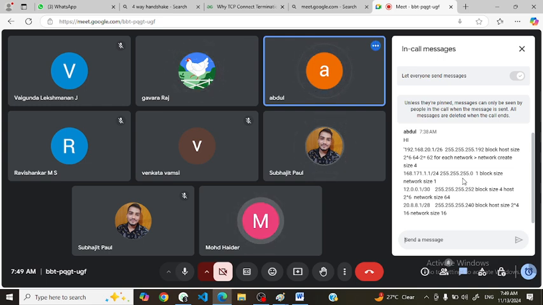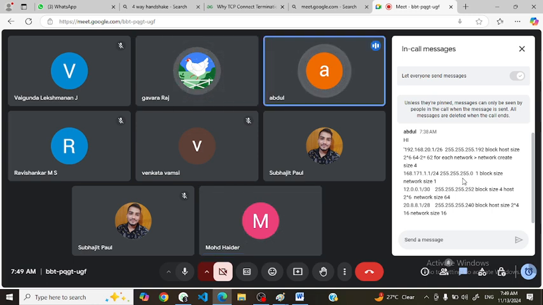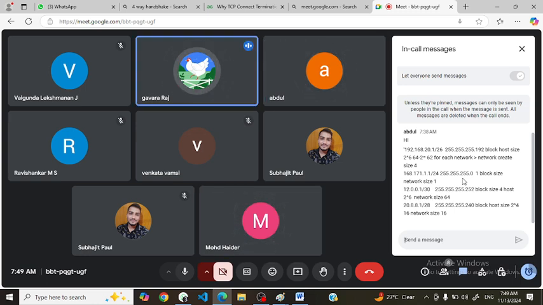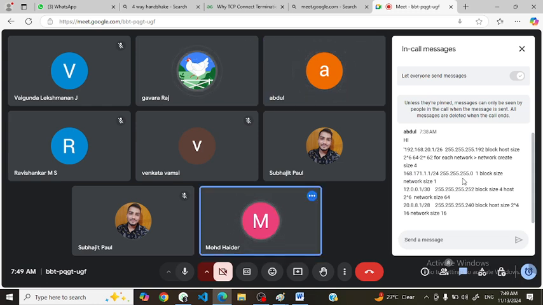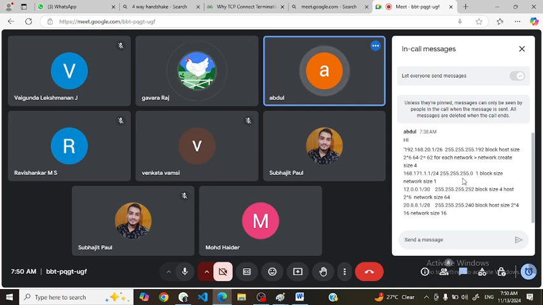What is the default CIDR value of class A? Class A should be slash 8. Okay, so what is given in the question here? Slash 28. So how are you calculating 24? Please let me know. Sorry, 28 minus 8, so it should be 20. 2 to the power of 20, then minus 2 for the host bits.